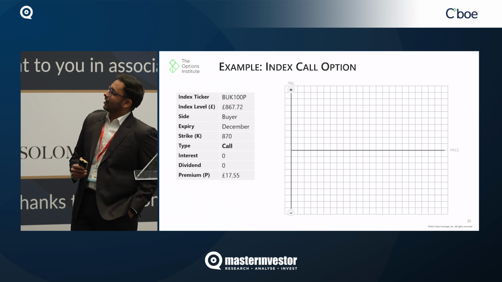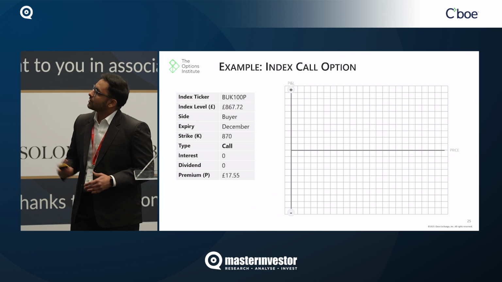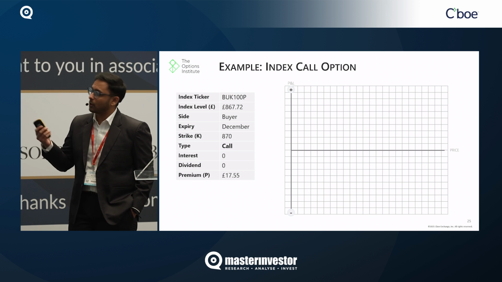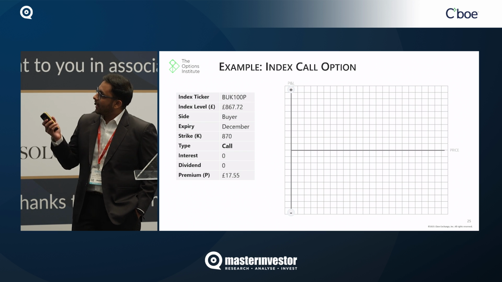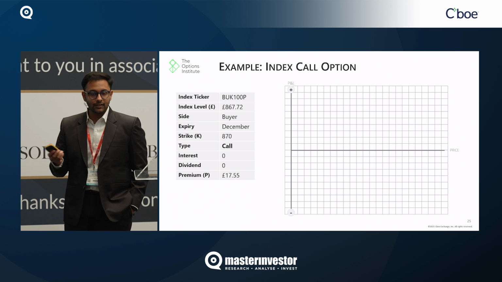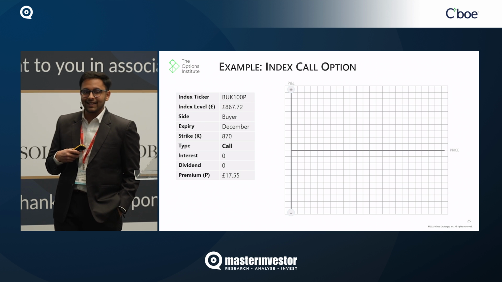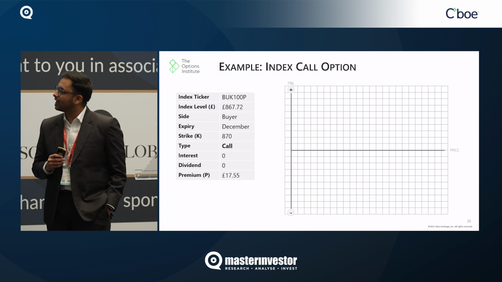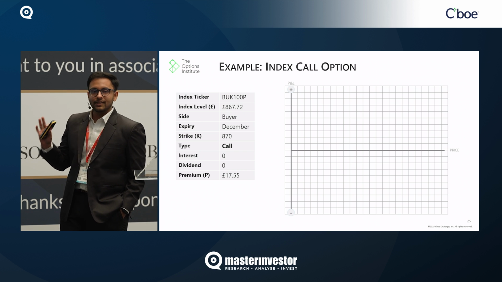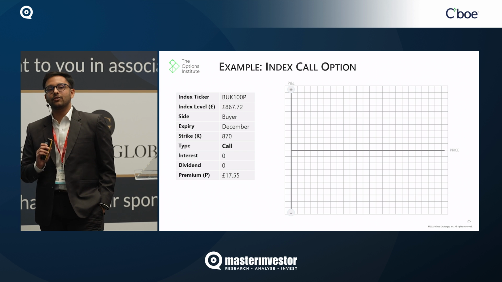All right, and on to some examples. So let's see how options really play out in the real world. We'll take the index option as an example. We're buying an index call option, and the underlying index is going to be the Cboe UK 100. So that's the top 100 companies in the UK by market cap. And we'll say that that index is trading at a price of roughly 867 pounds. Now, we are buying an 870 call option, and we'll be paying a premium of 17 pounds and 55 pence for it.